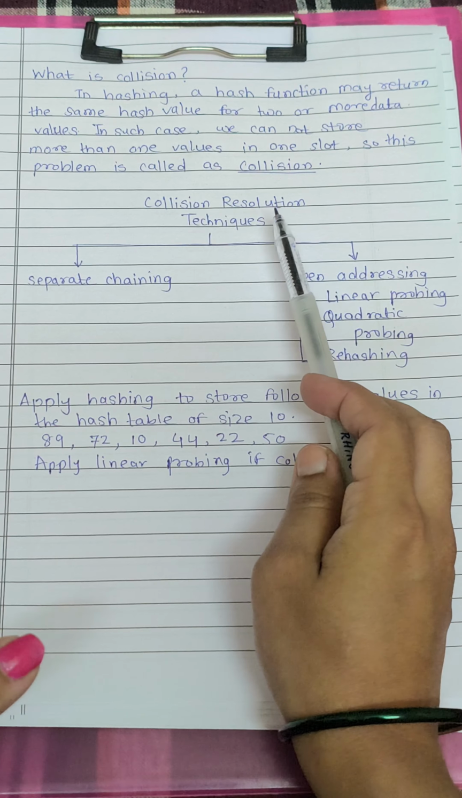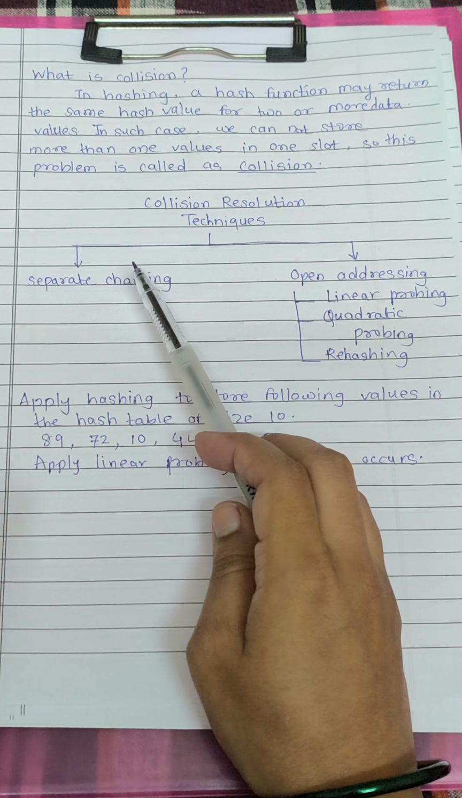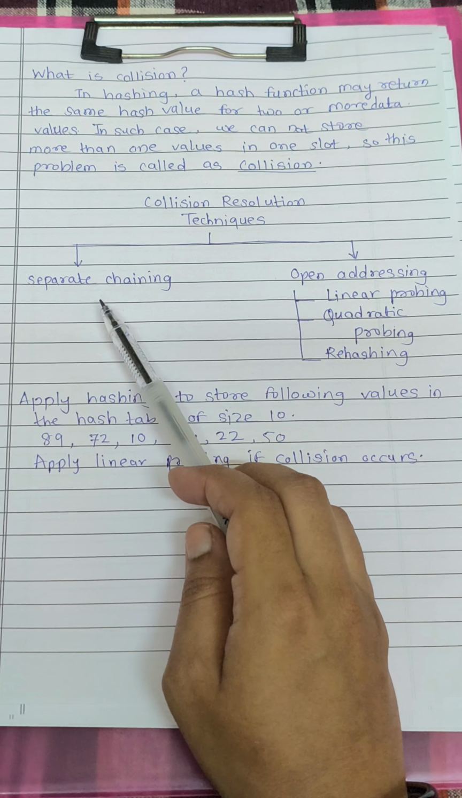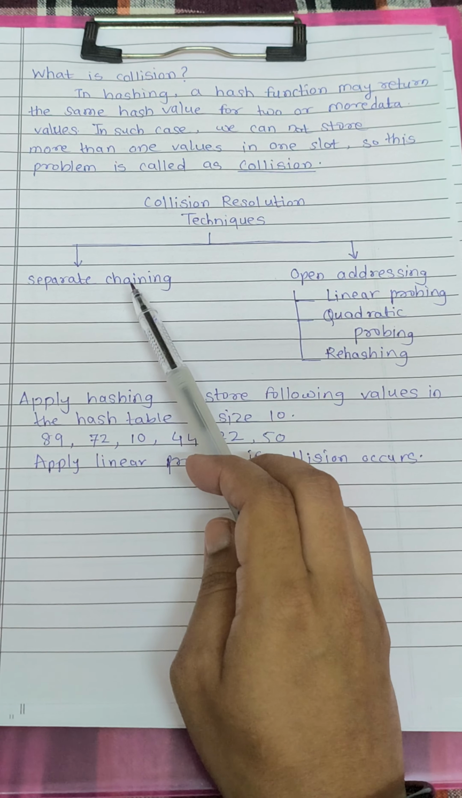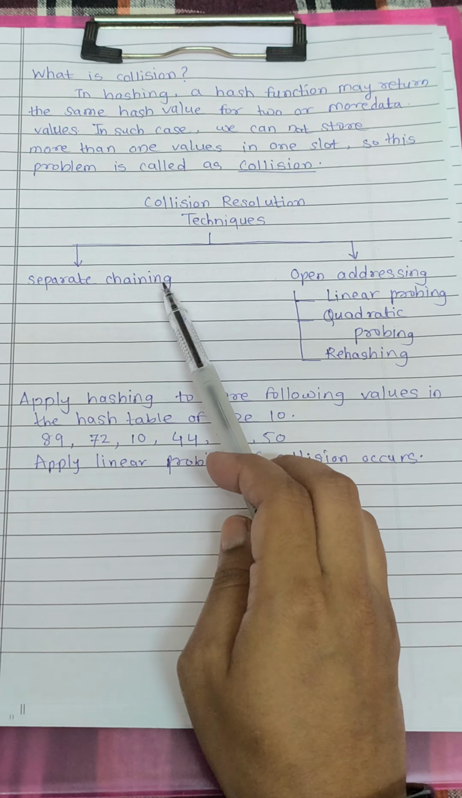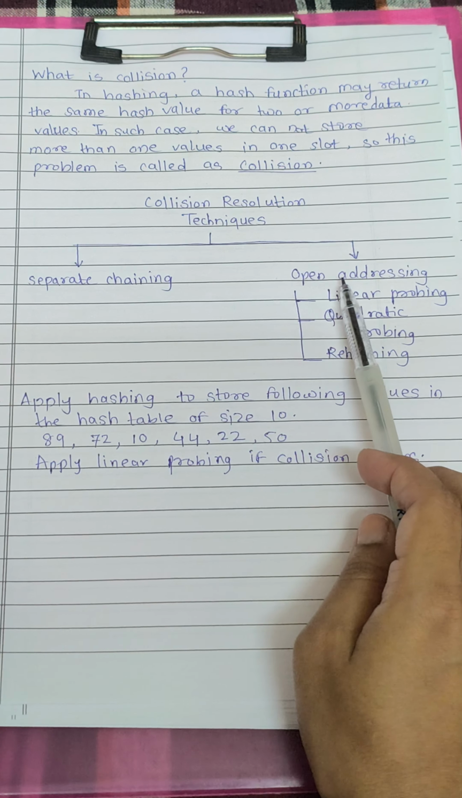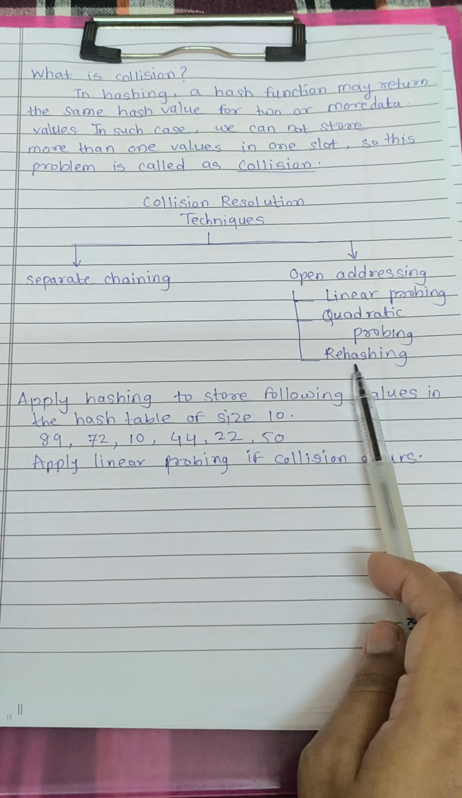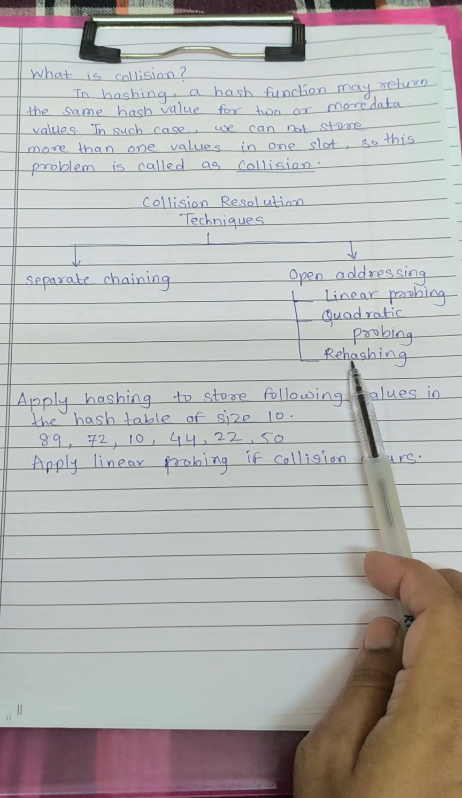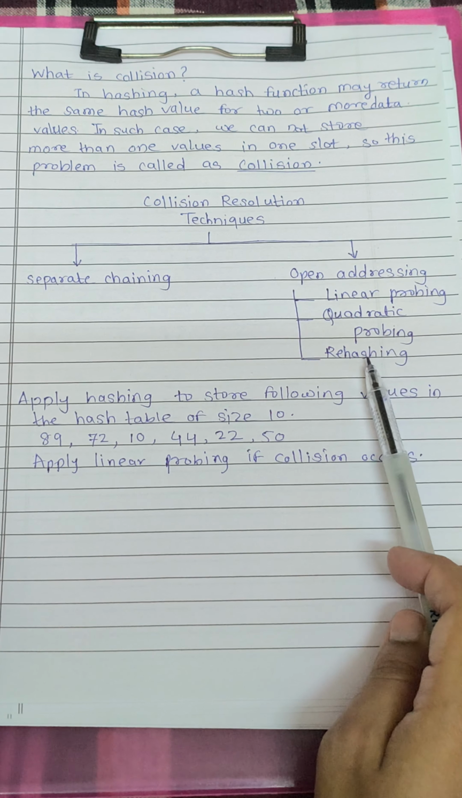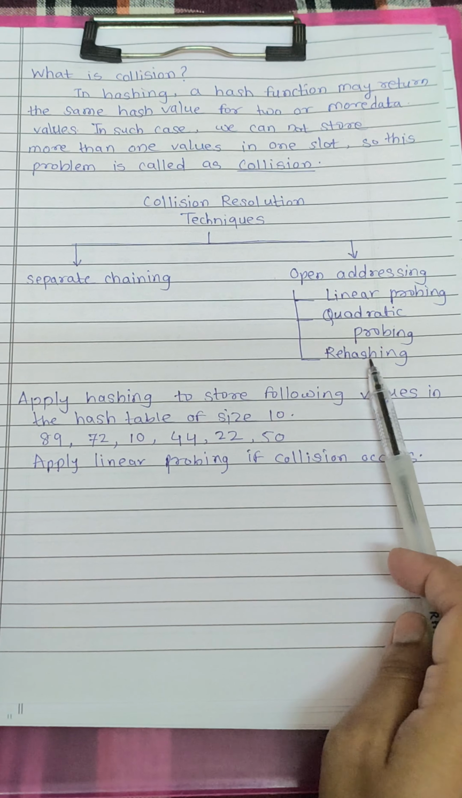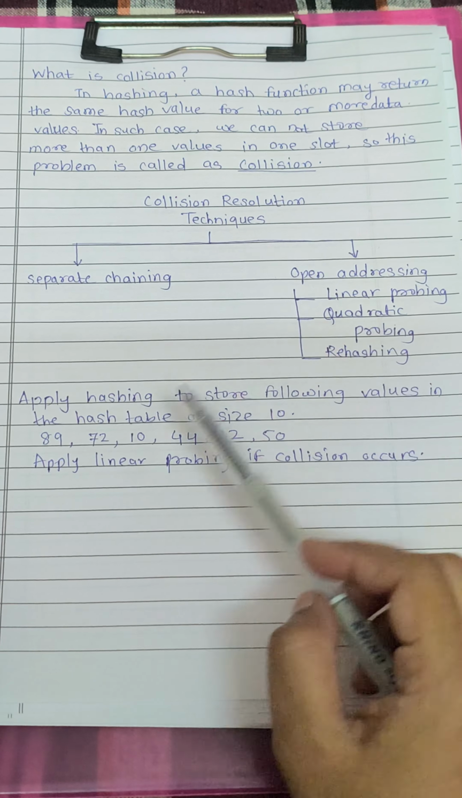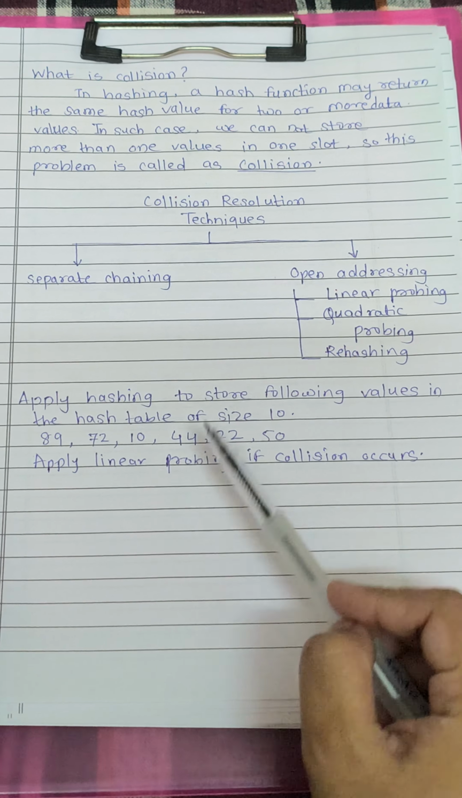Now, how to resolve the collision? There are different ways to resolve it. The first is named separate chaining. This is one of the collision resolution techniques, and we'll be seeing it later on. And under the open addressing category, there are 3 techniques which can be used to resolve collision: linear probing, quadratic probing, and rehashing. First we will start with the technique called linear probing.